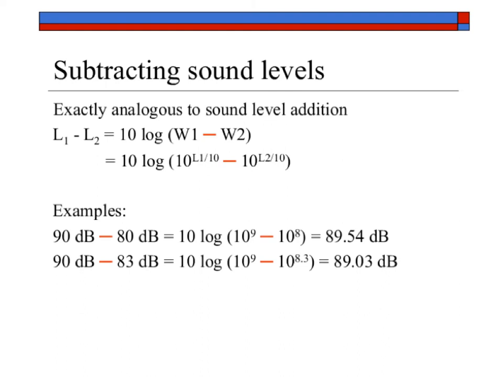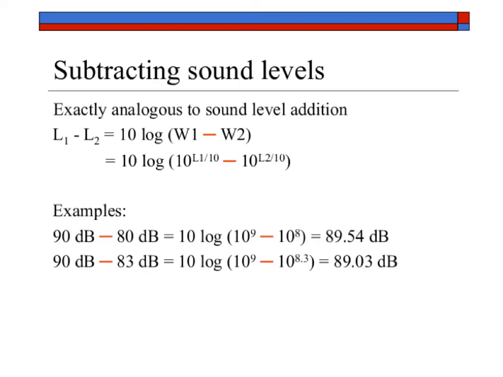Subtracting sound levels is very similar to addition. In fact, it's exactly analogous, with the only difference being the minus sign in the equations. So the difference between level 1 and level 2 is 10 log of 10 to the L1 divided by 10 minus 10 to the L2 divided by 10. Unlike addition, however, we don't have more than 2 at a time. That doesn't particularly make any sense, so we just take it 2 at a time.